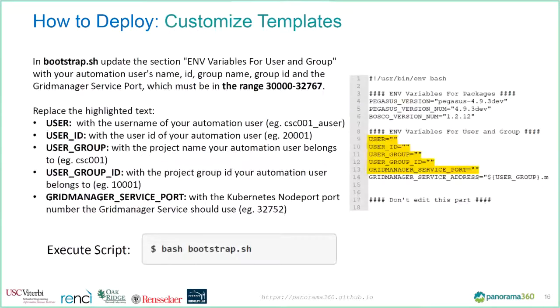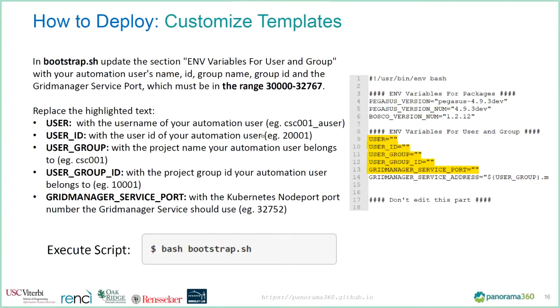So the first thing that you need to do before doing anything else is customize the templates. You can open up the bootstrap.sh file and replace the user section, the user ID section, the user group section, the user group ID section, and finally, the grid manager service port with your specific information. For example, if your automation user is named CSC001_A user, you need to replace that within the quotes.